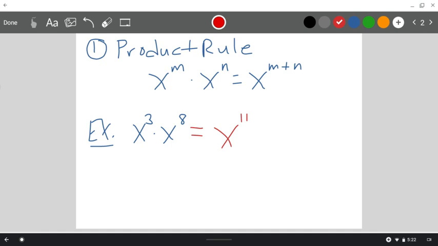If you forget these rules, sometimes you can just write out all the variables or numbers and count them up. So x cubed would be x times x times x, and then x to the 8th, you would have 8 little x's. And if you count all those up, you get x to the 11th. So that's where this is coming from.